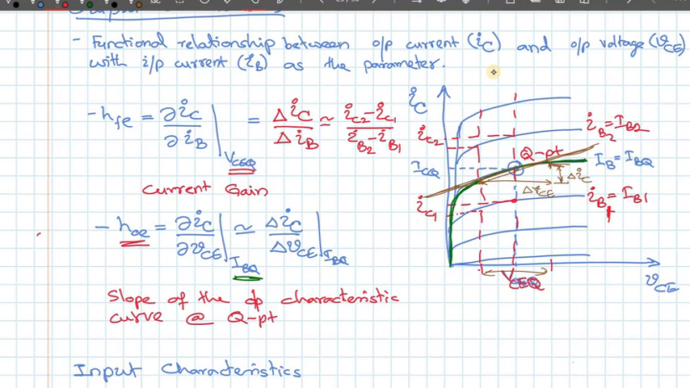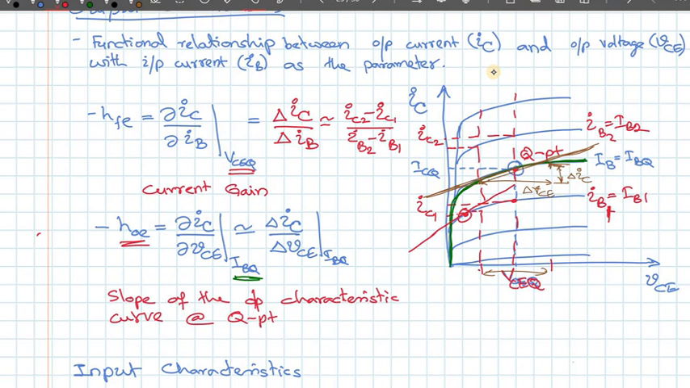For example, if we take HOE, if I change my IB value or my VCEQ, let's say to make it here, my slope will be drastically different than my slope at this particular Q point. Therefore, if you change the quiescent condition, it's going to change my parameters. So the H parameters are going to depend on these things, but you'll see that these parameters do not change too much within a reasonable range of values.